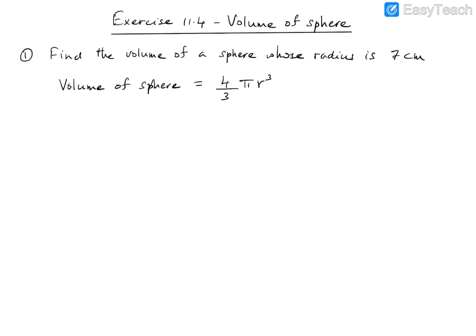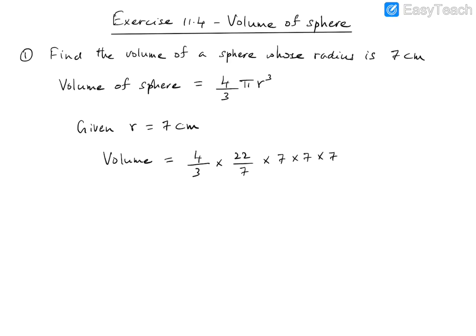So the formula for the volume of a sphere is 4/3 pi r cube, and the value of the radius is given as 7 centimeters. So r is equal to 7. Let's write that down. Given radius r equals 7 centimeters. Therefore, we can substitute the value of r into the formula for the volume, which is 4/3 into 22/7 into r cube, that is 7 into 7 into 7.